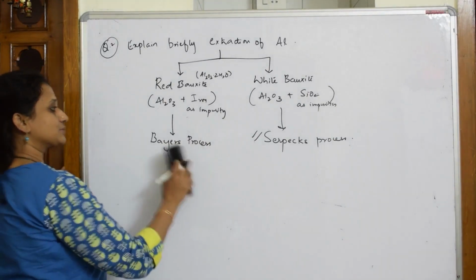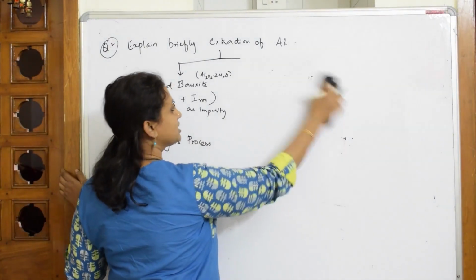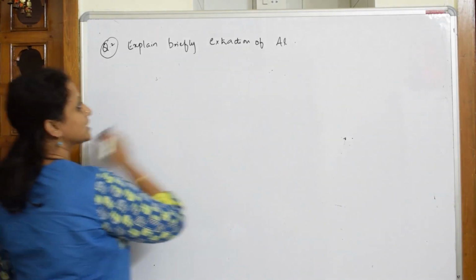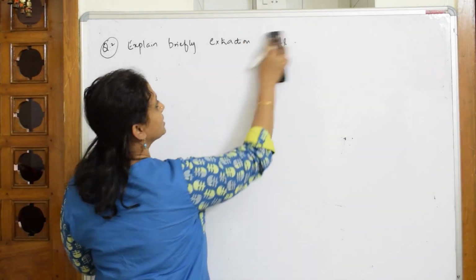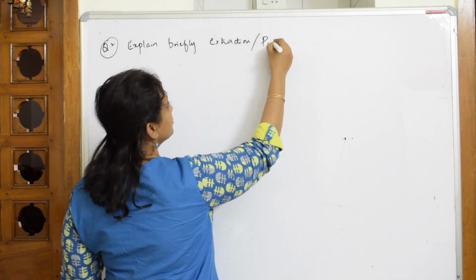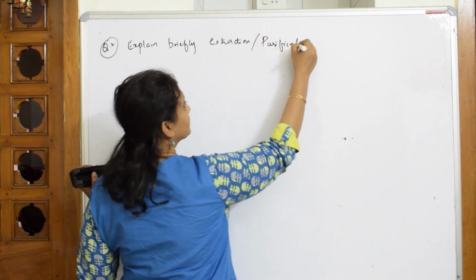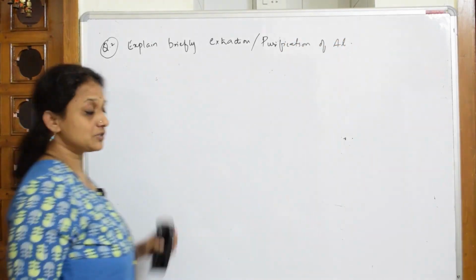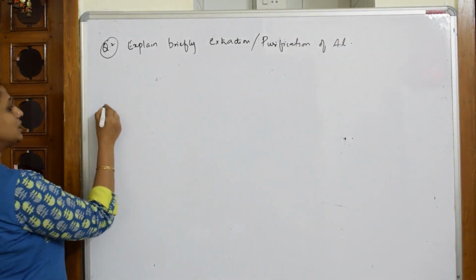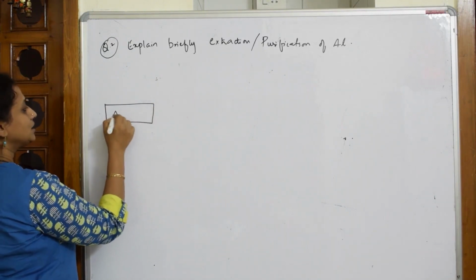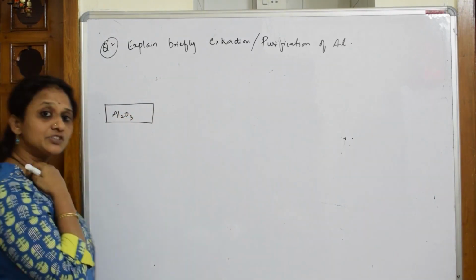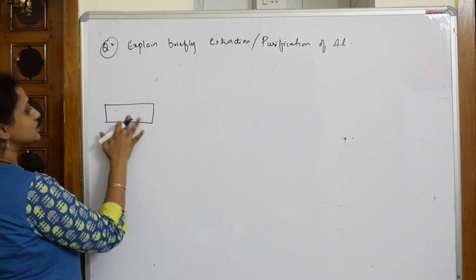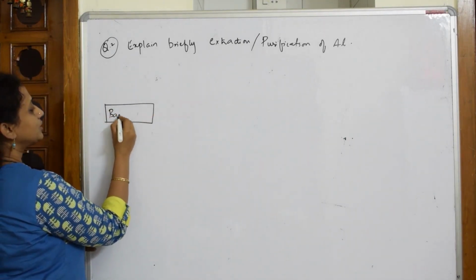Now I said I have to separate. Let us start with the Bayer's process and see what steps are involved in that. Now extraction, or I can also write purification. This is better. Extraction or purification of aluminium. Right. So in Bayer's process, first, what do we do? We are going to take that particular bauxite, which is obtained from your leaching or smelting. So instead of Al2O3, shall I write bauxite? Better. So I'm going to write bauxite.